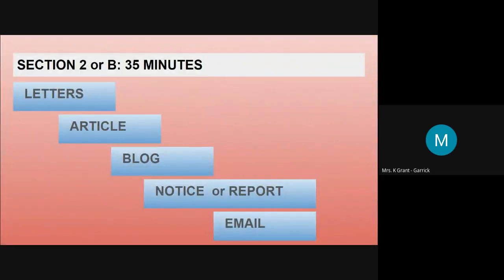Now, section B or 2, you're expected to take 35 minutes to do this section. The good thing about this section is that CSEC gives you what they want you to put in the body of whatever it is that they ask you to do. And this section could contain any one of these formats. It could be a letter, it could be an article, it could be a blog, it could be a notice or report or an email. And for that reason, you were given all of these from grade 9 to now.